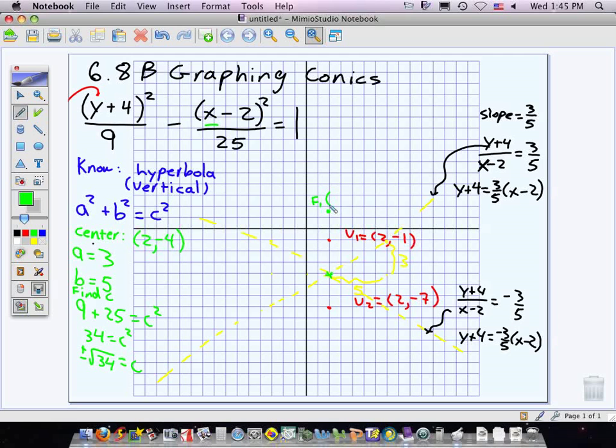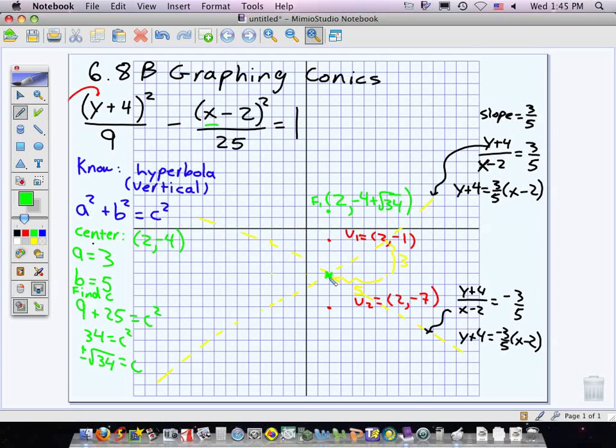What's the x coordinate? 2, yeah, because you were at 2, -4, and you went up. Okay, well, you were at -4, and you went up a distance of the square root of 34. So I would write the y coordinate as -4 plus the square root of 34. I wouldn't bother to get the decimal approximation because it's not neat. And then similarly to get that second focus.